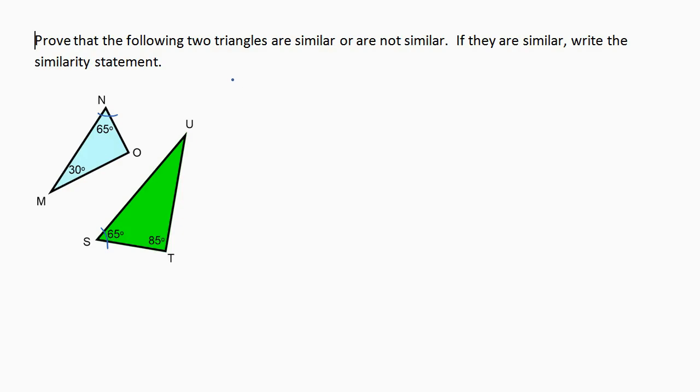Hopefully you remember that the sum of the interior angles of any triangle is 180 degrees, so let's figure out angle O first. So angle O is going to be equal to 180 minus these two angles, so minus the 65 degrees and also minus the 30 degrees. And 180 minus 65 minus 30 is actually 85 degrees. And you can check that on your calculator.